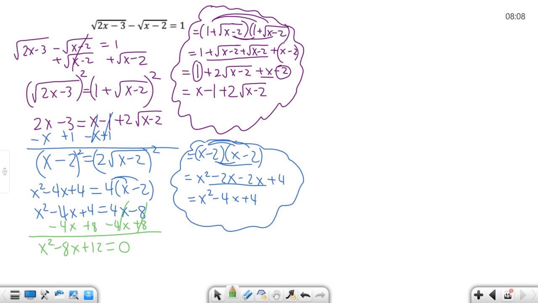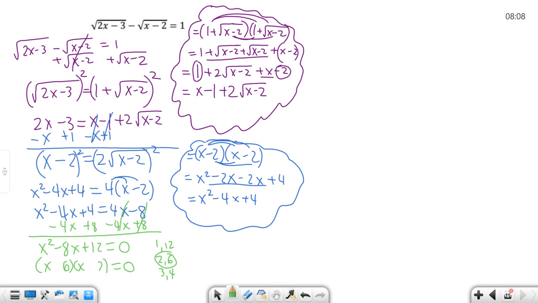This is 3 terms, 1 in the front, so this is the list method. I'm going to go ahead and factor it down here since I think I might run out of space. Factors of 12: 1 and 12, 2 and 6, or what? I'm looking for the ones that add to give me 8. I don't care that that's negative 8. 2 and 6. Okay?